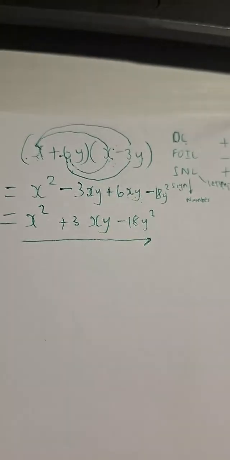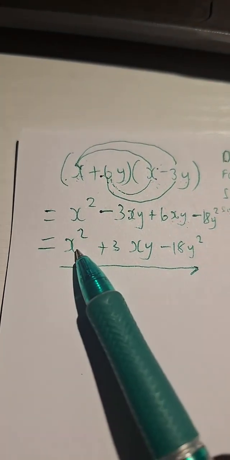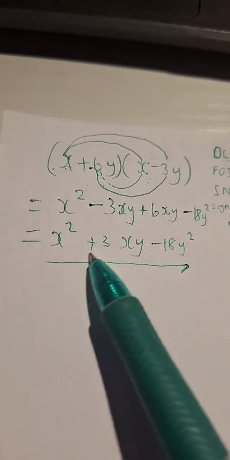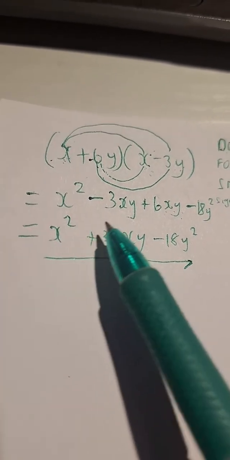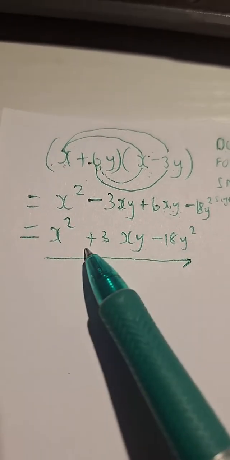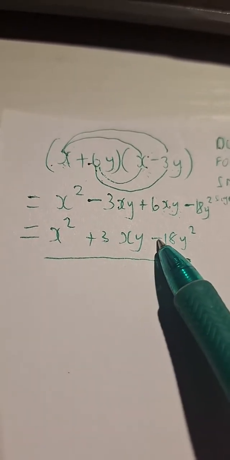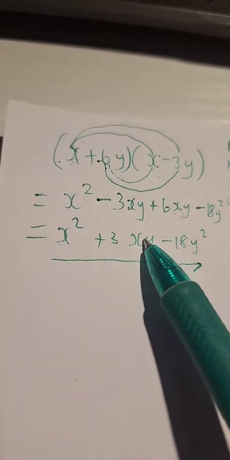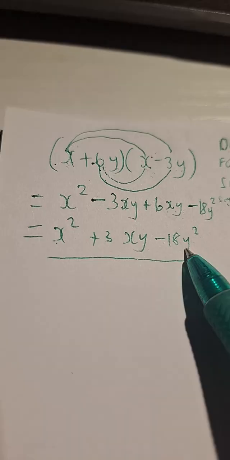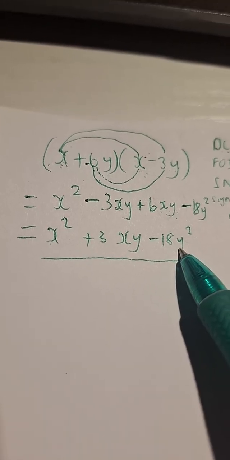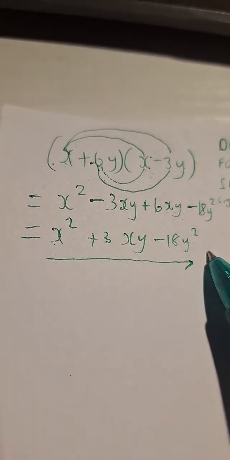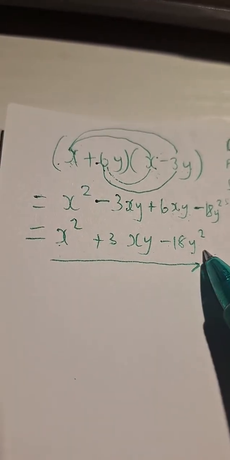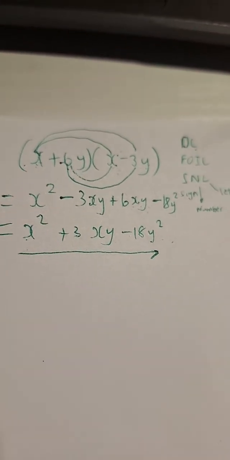We stop right there. We cannot add these terms. Why? Because they are all called unlike terms. Terms are separated by a plus and a minus sign, and we say x squared, 3xy, and -18y squared are unlike terms. We cannot add unlike terms, so we leave our answer as 3 separate terms like this. We don't go any further. That's how we answer the first question.